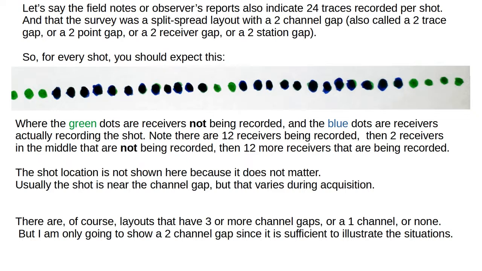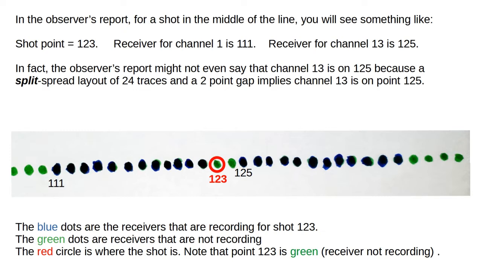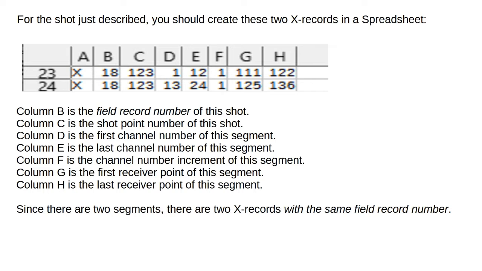For a normal shot in the middle of the line, the observer's report will tell you which point number the shot is near and which receiver points are being recorded. Typically, this is done by specifying which point the first channel is on and which point the channel on the other side of the gap is on. Now you need to describe this shot in a spreadsheet table. Since this is a split spread layout, it will have 2 X records in this table. Each record will describe one segment of receivers being recorded.